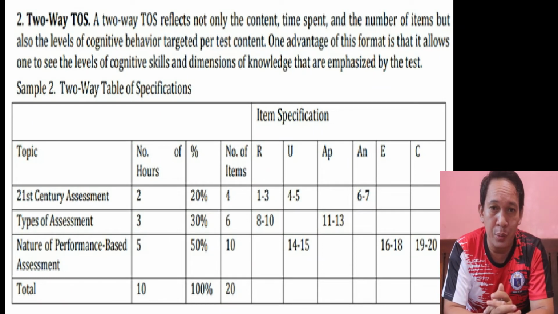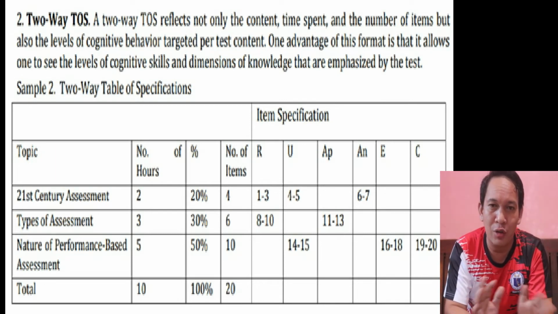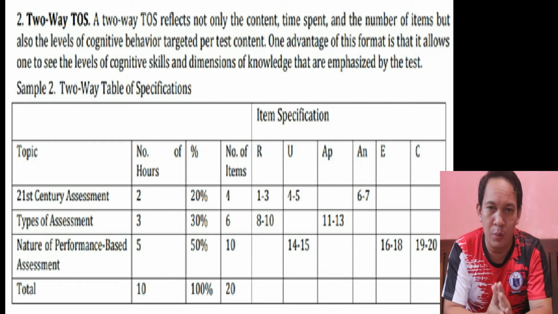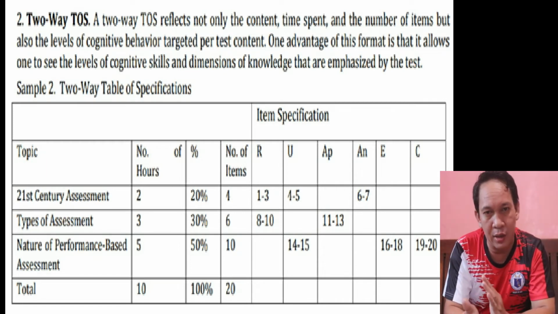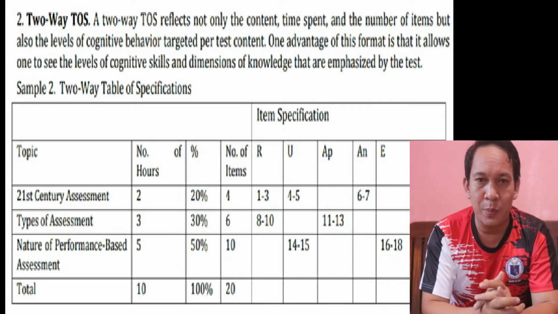You will notice in the two-way TOS, there is a specification of what questions you will make. It's not as simple as creating just any questions. For example, the topics, again, come from the curriculum guide. So for example, 21st century assessment, number of hours, just 2 hours.